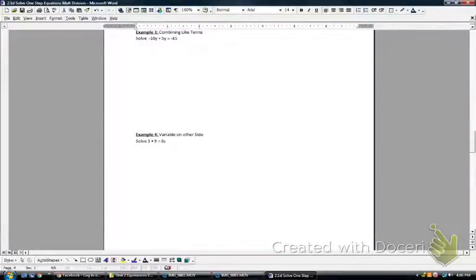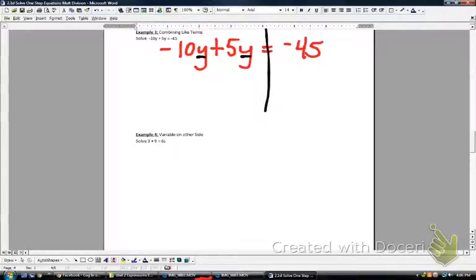So just like before, I have a combining like terms problem. I have negative 10y plus 5y equals negative 45. And before I go any further, I'm going to combine like terms. I have a y here and a y here. So those match. They're like terms, so I can combine them. I have negative 10y plus 5y. Negative 10y plus 5y is negative 5y equals negative 45. And I've already separated my brothers and my sisters.